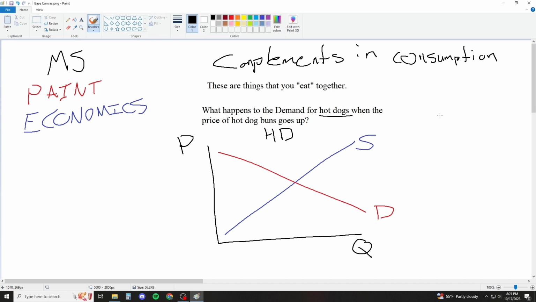Okay, so let's just think about it. If the price of hot dog buns goes up, are you going to buy more or less hot dogs? You're going to buy less hot dogs. And that's really all it is. Again, you can get lost in the sauce of, what's the math? Give me the econ. I need the third order derivative and all this stuff. It doesn't matter. Okay, this is Econ 101.